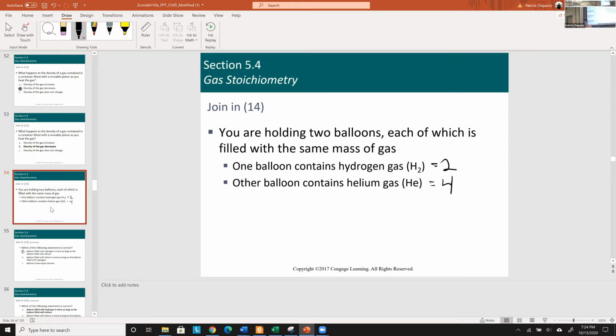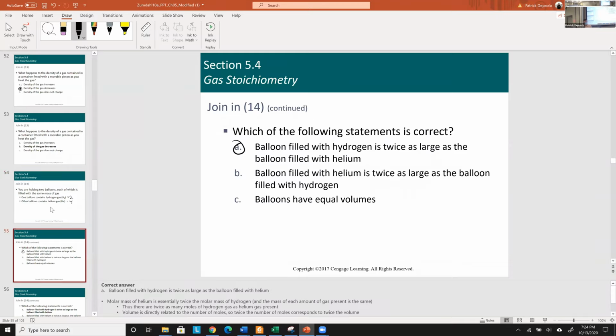So if you have the same mass, let's say 100 grams of hydrogen and 100 grams of helium, in that 100 grams you would have 50 moles of hydrogen gas. You would only have 25 moles of helium gas. So the hydrogen sample is 50 moles. That's going to be twice as many molecules as the helium gas sample. So therefore, it's going to be bigger.